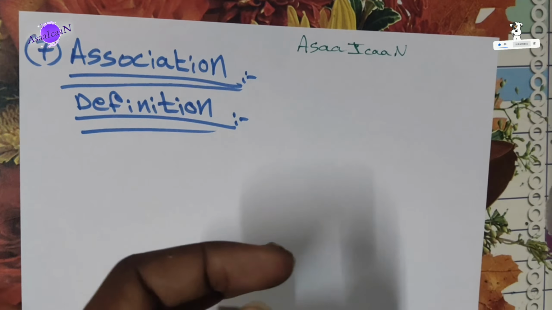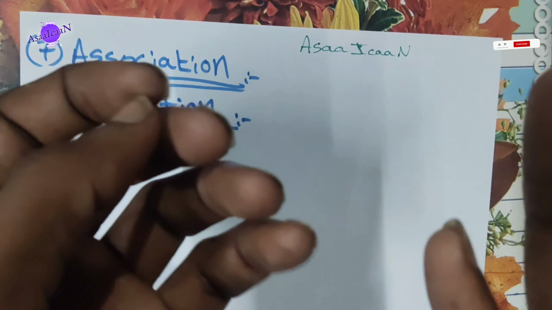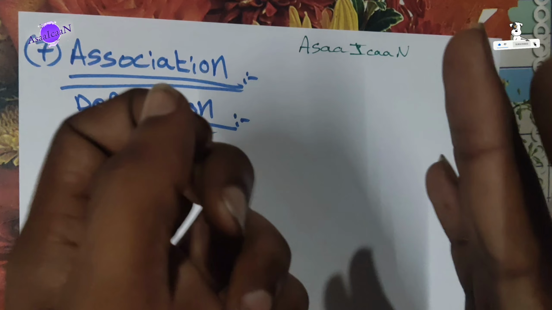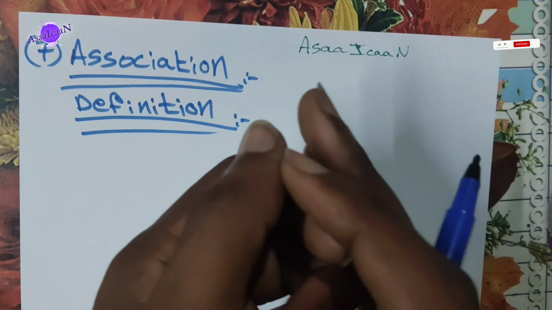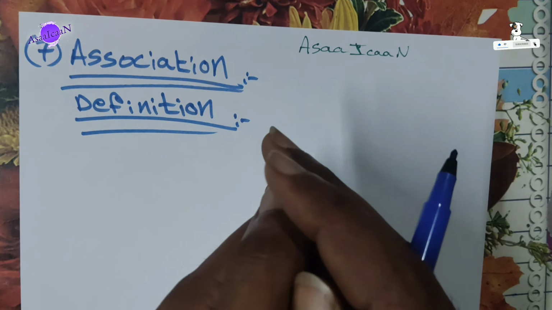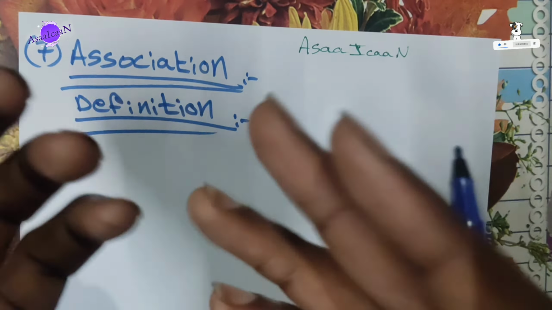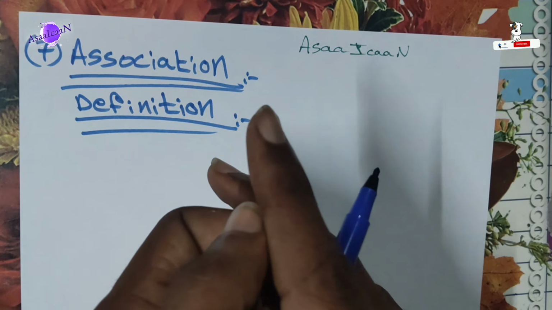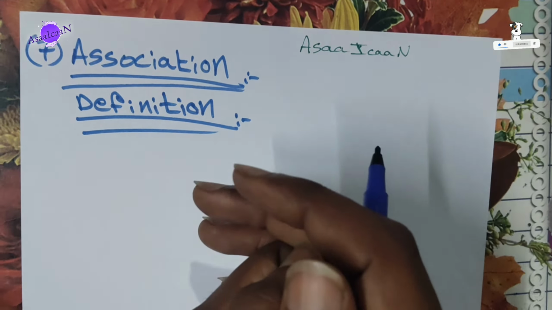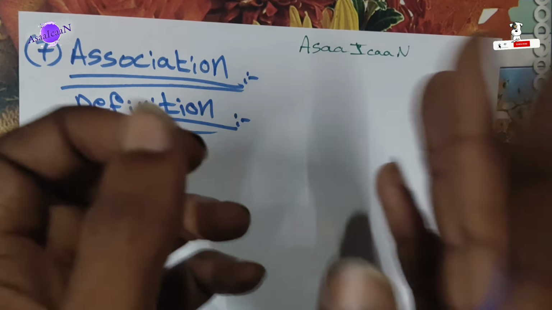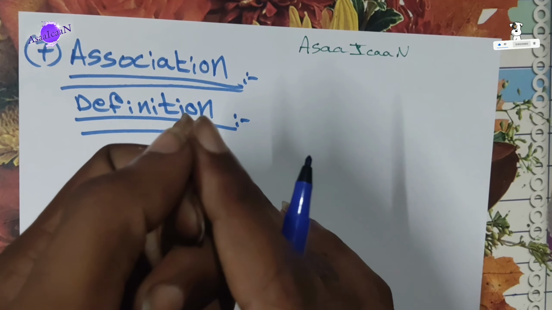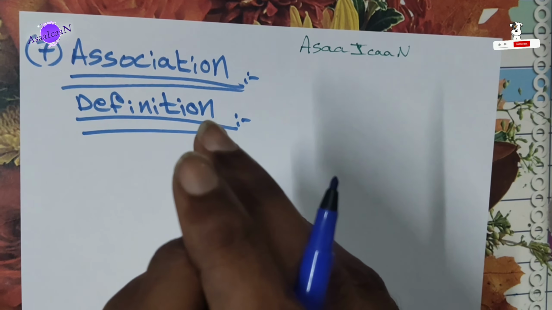Now here, association contains four types. First, one-to-one association. Example, one person, one passport. Next, one-to-many association. Example, one teacher to many students. Third, many-to-one association. Example, many students, one teacher. Fourth, many-to-many association. Example, many students, many courses. That's it. I think everyone understands it.